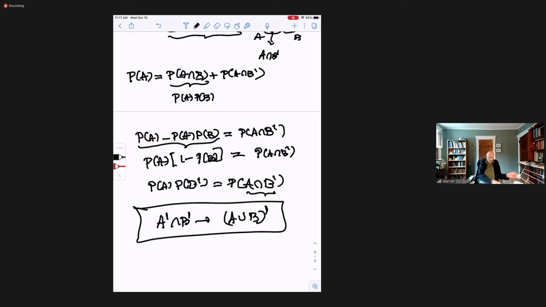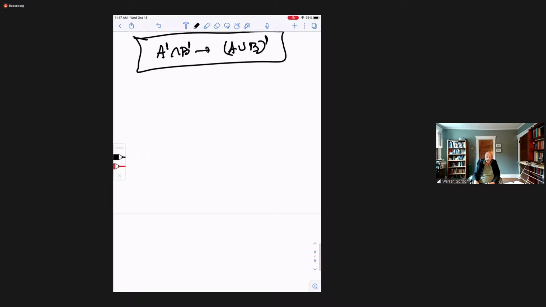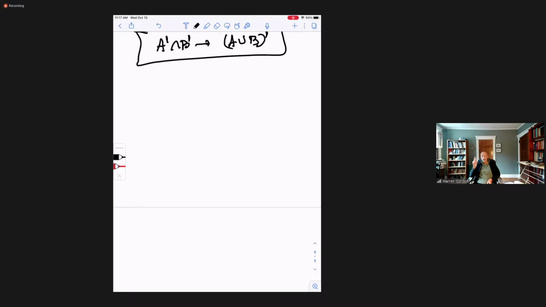So let me walk through a couple of examples, illustrate some facts, and how we use this. So there are two kinds of problems. Again, one problem is assume independence and use that to solve a problem. And the other problem is to prove their independence. So the first example I do is the following.